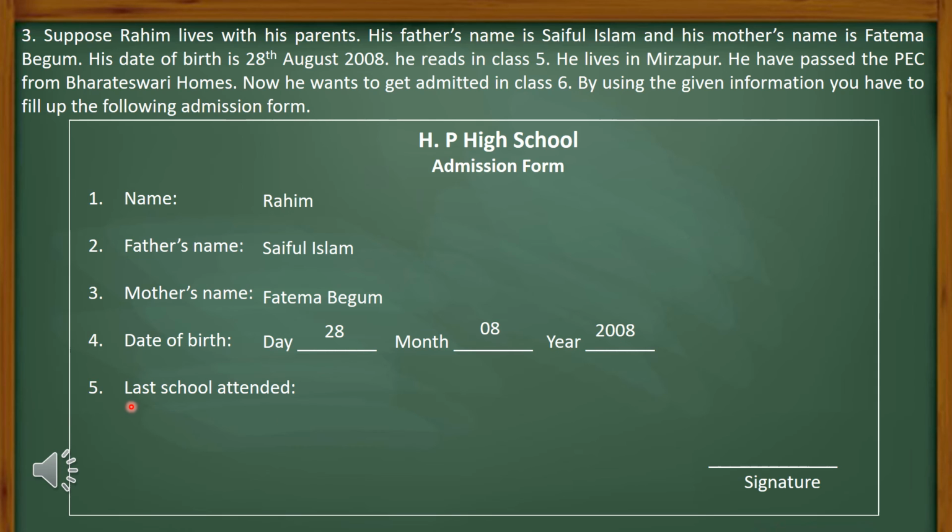Now, last school attended, that means the name of the last school where he had been studying. He had passed the PEC from Bharateshwari Homes. So this is Bharateshwari Homes, and here we have to write the signature, that is Rahim.